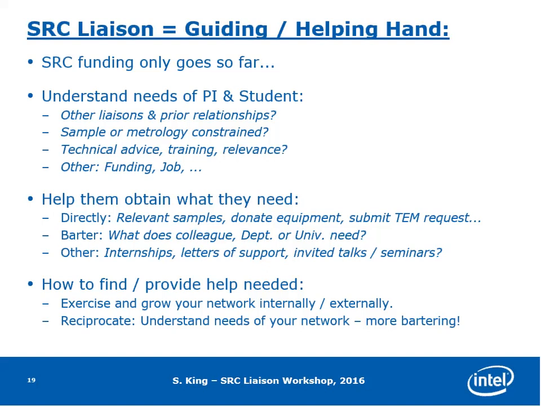If what the PI needs is industry relevant metrology, and you happen to own that metrology, you can do it directly. You can just volunteer your time to do the analysis for them. Similarly, if they're needing industry relevant samples and you make those samples, you can provide that to them directly. Also, donate equipment: if you happen to own equipment in your lab that's no longer being utilized, and the PI could use it, you could think about potentially donating that to the PI to get them going.